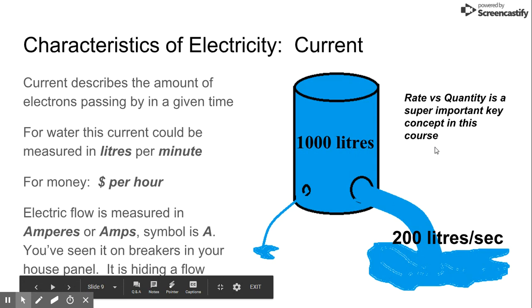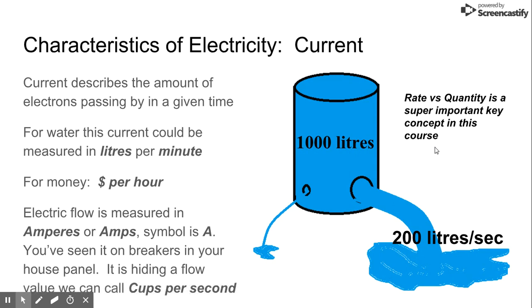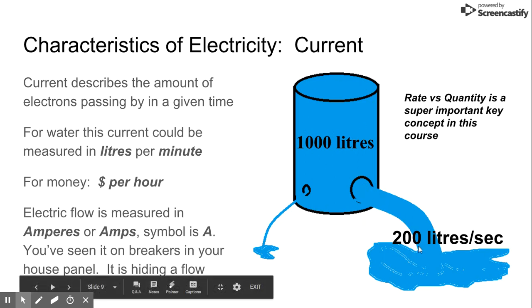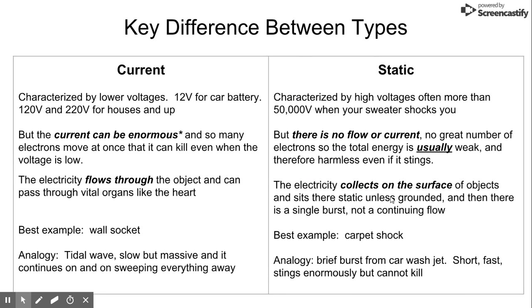So if you have a 5 amp circuit, it is dumping 5 cups of electrons every single second. A 10 amp circuit is dumping 10 cups of electrons every second. So it's not a total. A lot of people think amps are like, how many amps are in this battery? No. It's not amps. It's cups. These are the amps. It's a flow rate. More on that later.